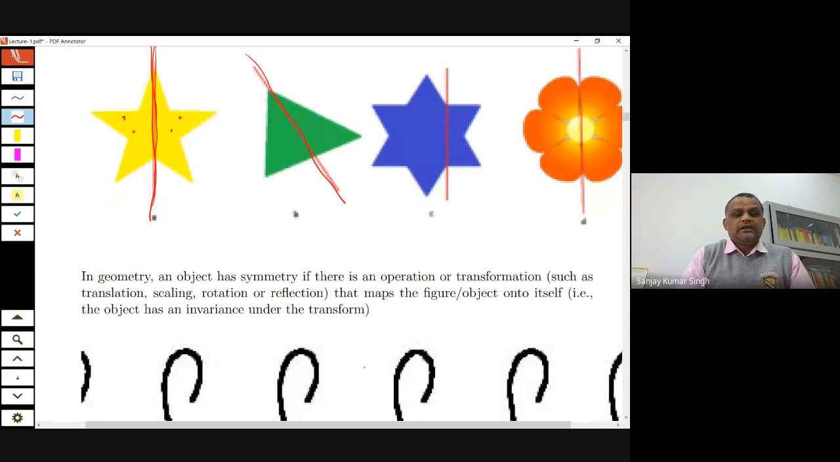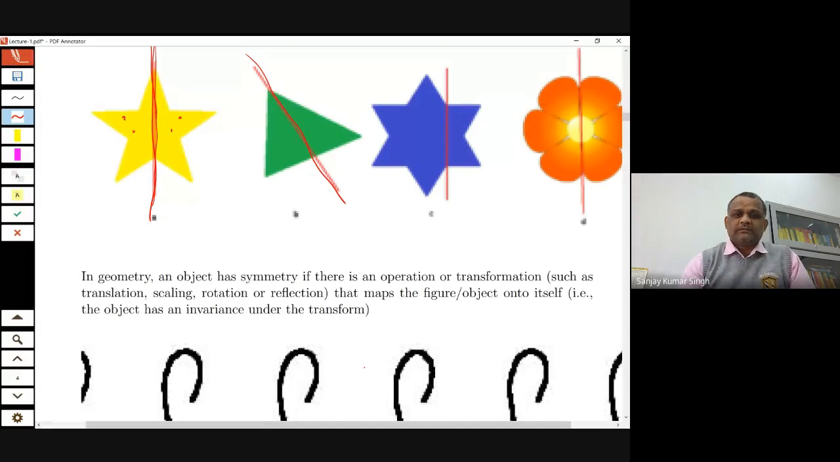In geometry, an object has a symmetry if there is an operation or transformation, such as translation, scaling, rotation, reflection, something like that, that maps the figure or object onto itself. And if such a thing happens, we say that geometrically, mathematically, we have something called symmetry. So symmetry is not just a picture for us, it is basically a transformation which helps us to find the symmetry in the object.